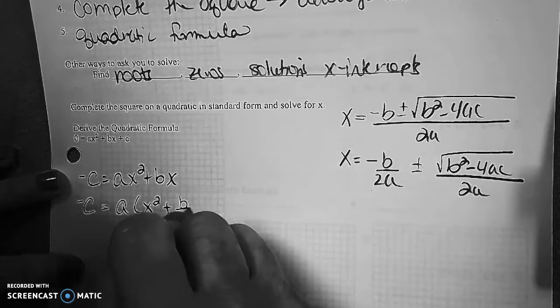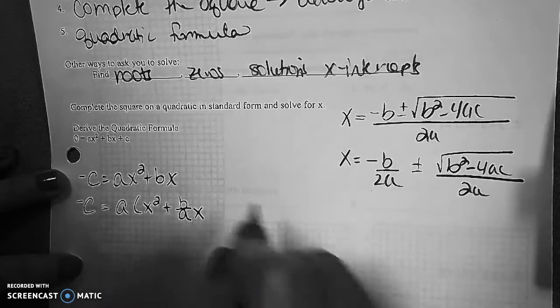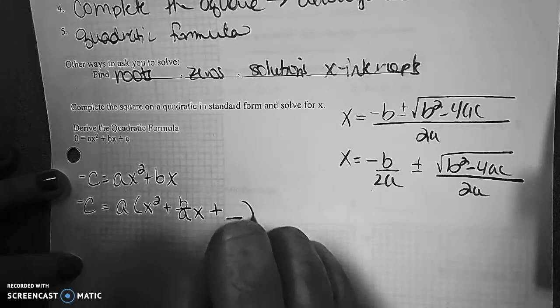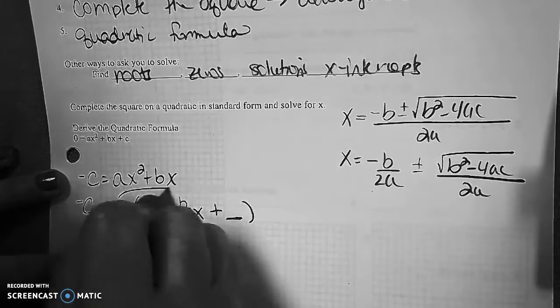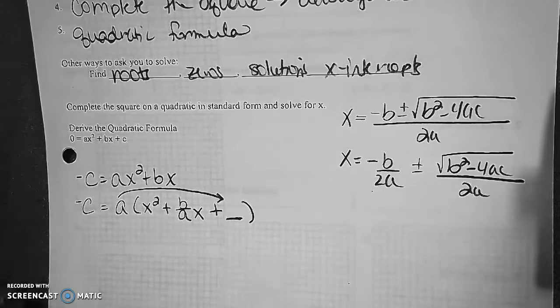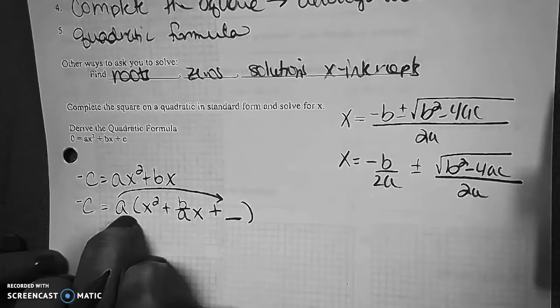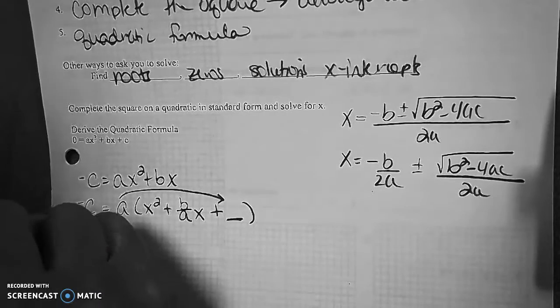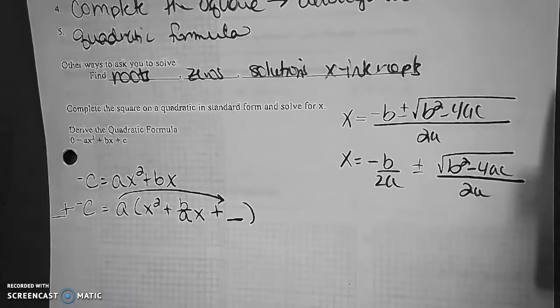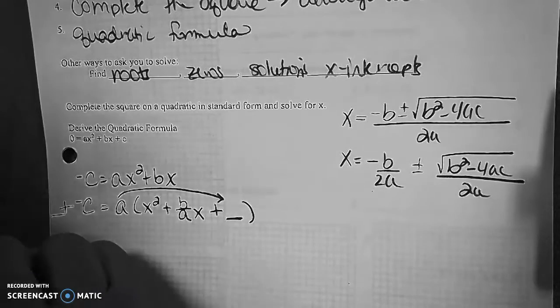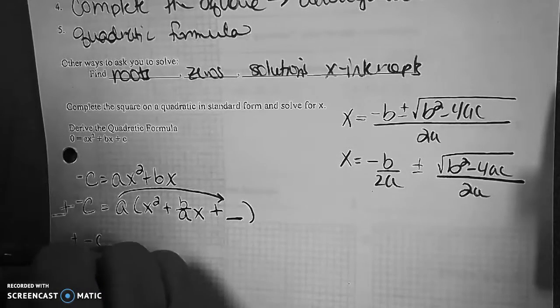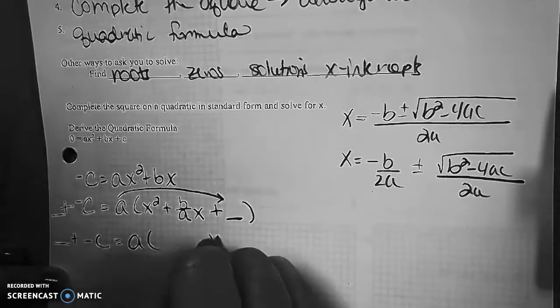B will become b over a. And I'm going to go ahead and put a plus a blank here. And I'm going to draw my arrow, because I know whatever goes in that blank has to be multiplied by a. And then I'm going to go ahead and balance it on the other side. Okay, now back to thinking backwards. We've done that a lot when we've completed a square.